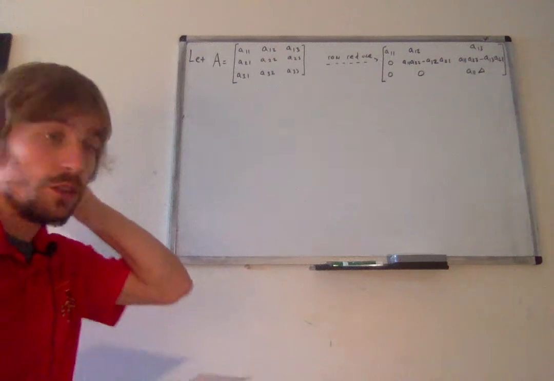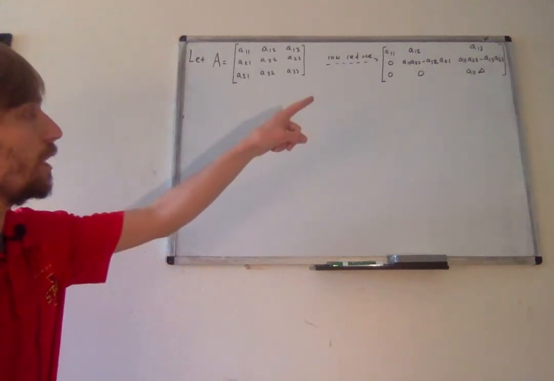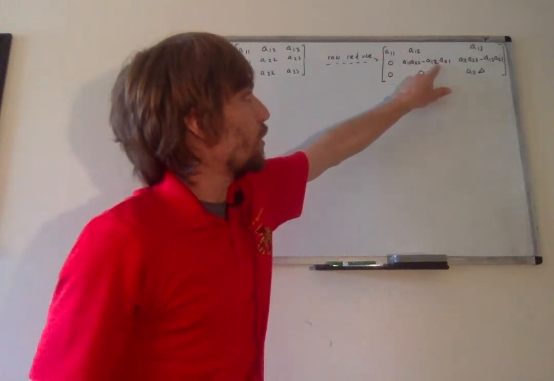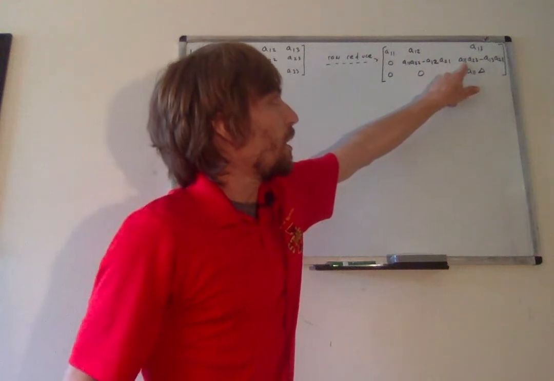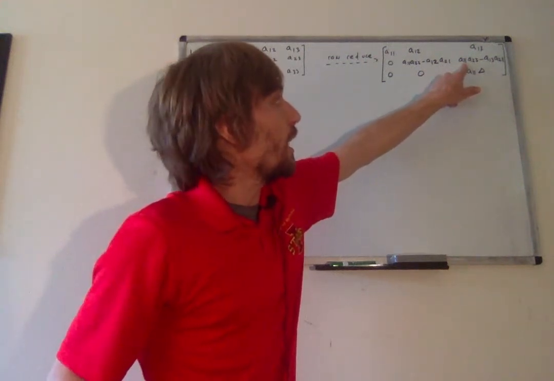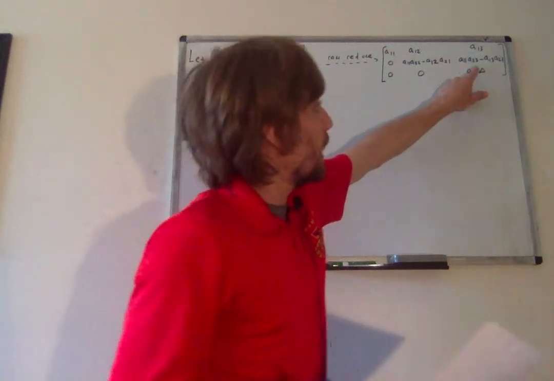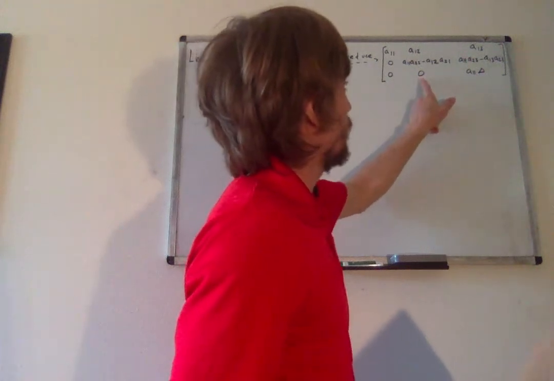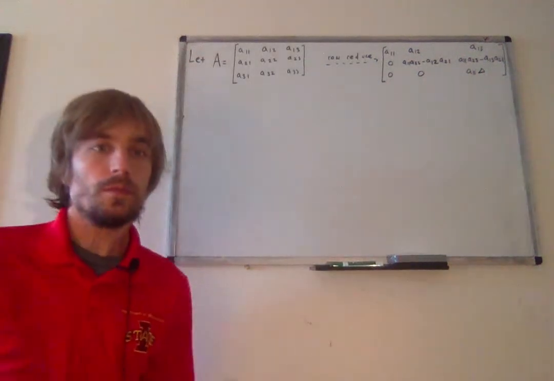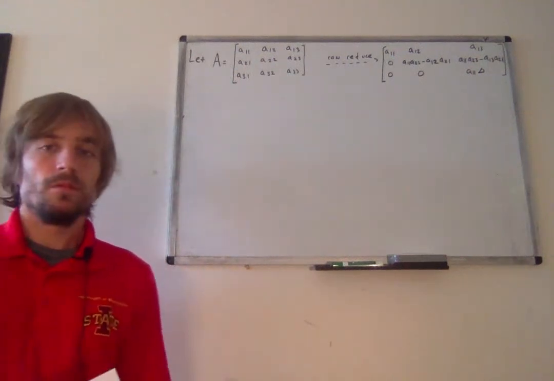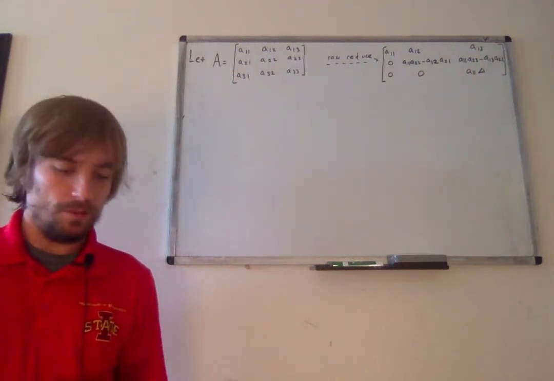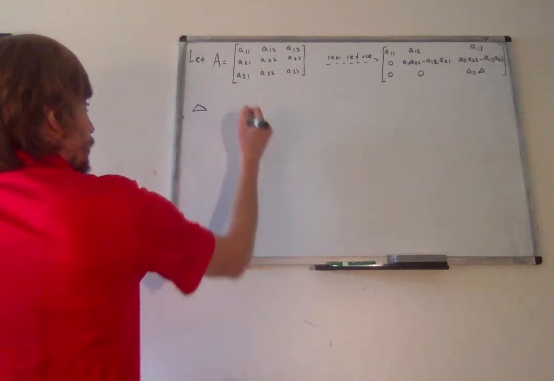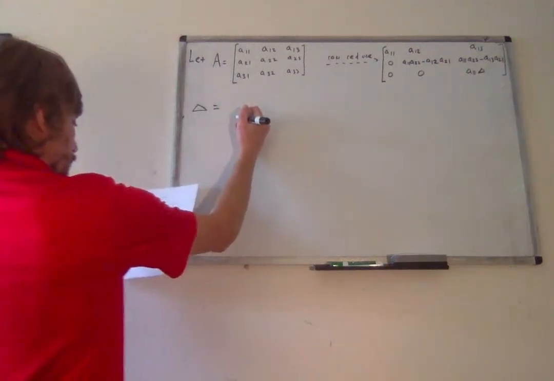So row reduces to this matrix, where row 1 is unchanged. Row 2, I've got 0, A11 times A21, minus A12 times A21. Then in the third entry of the second row, I've got A11 times A23, minus A13 times A21. In the third row, I've got 0, 0, A11 times delta. All right, so I've got a delta there. Why is that? Well, this is delta. And this is partially why I didn't want to do this row reduction.